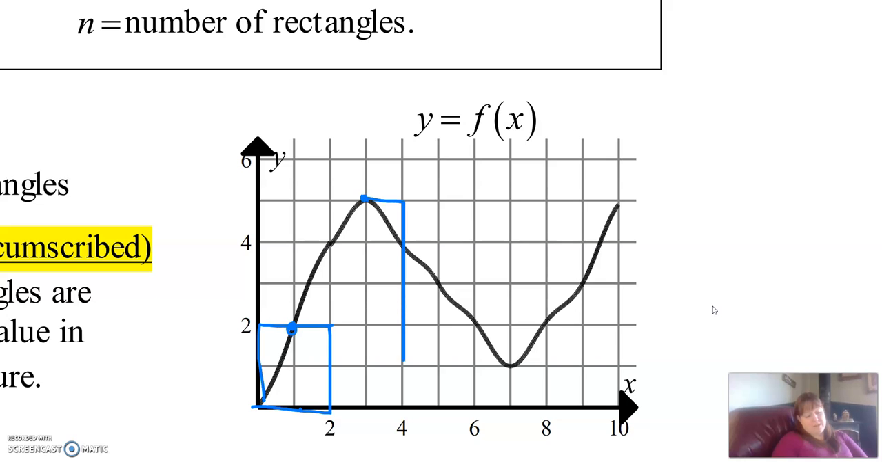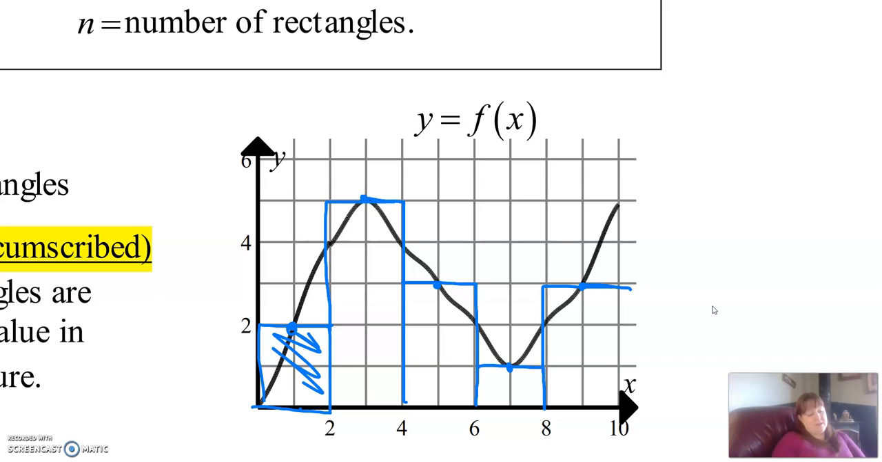And so I make the rectangle the same height as the midpoint right there. Okay, and then here's my midpoint here. And I'm going to make a rectangle that's the same height as whatever the function is at the midpoint. And then this is the midpoint of this rectangle, so I'm going to make it there. I'm going to do the midpoint there.